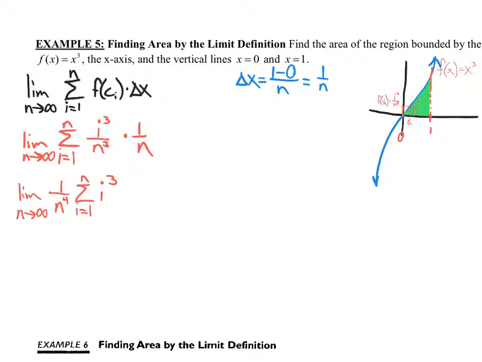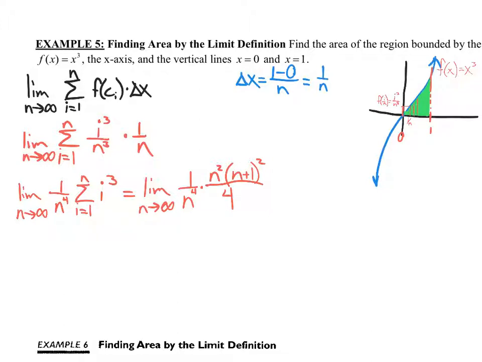All right, at this point I can use the formula for the sum of i cubed. I'm going to find the limit as n approaches infinity of the 1 over n to the 4th, and then the formula for the sum of the cube integers is n squared times (n plus 1) squared all over 4.